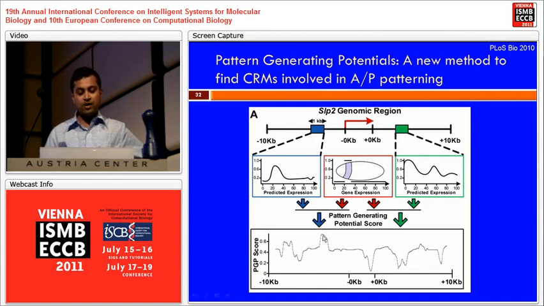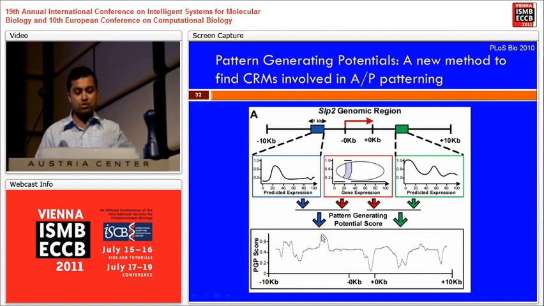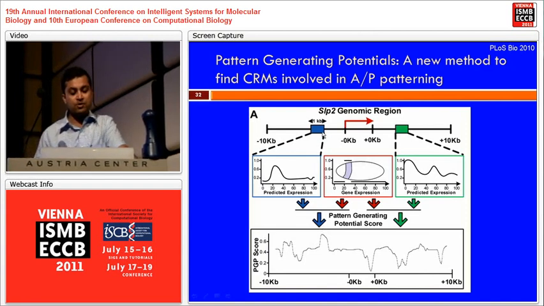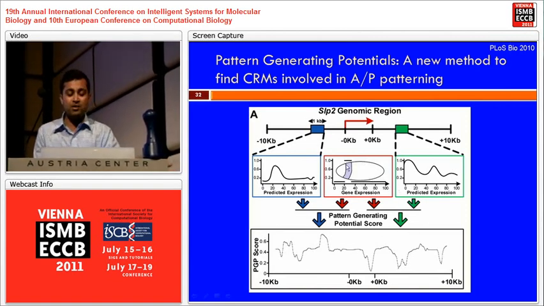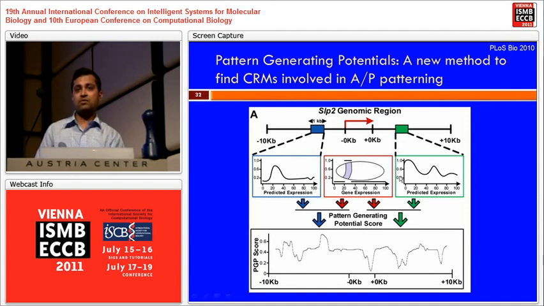That's the score profile, the pattern generating potential score for this particular window, because it's predicting an expression that looks like the gene's expression. And we keep doing this. This window, for example, when we predict its expression profile, doesn't match the endogenous profile, and so we give it a low score, and so on. It took a fair bit of work to come up with the right comparison function itself, how to compare two expression profiles.